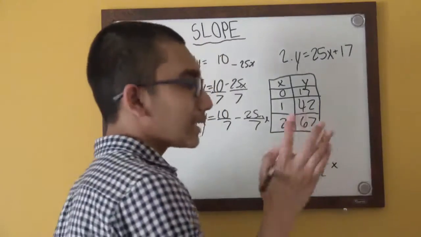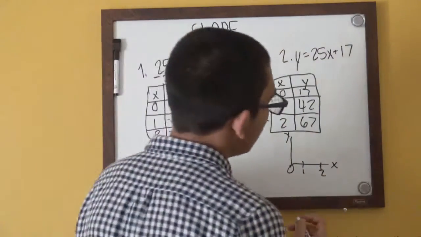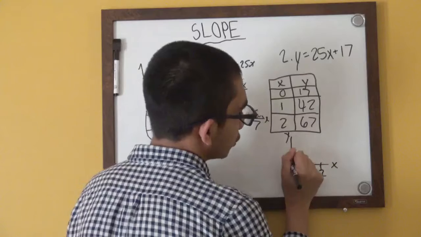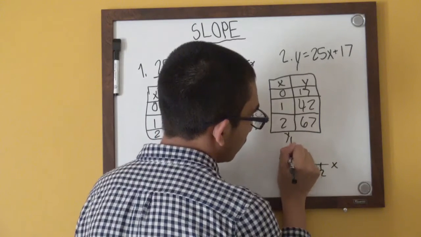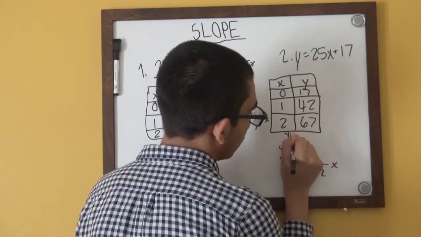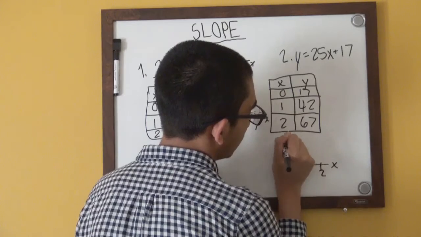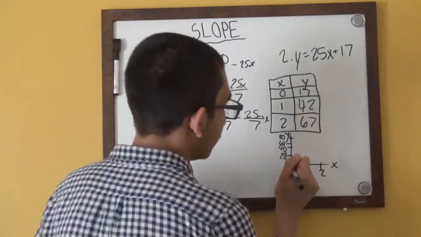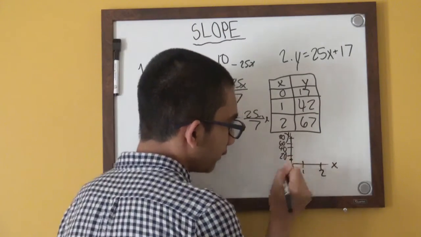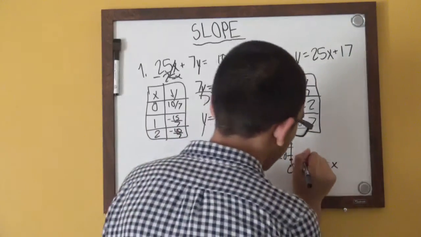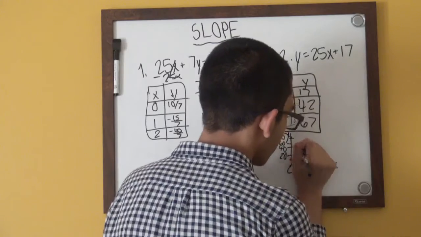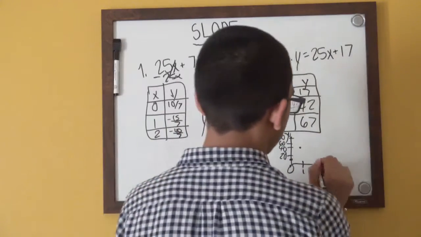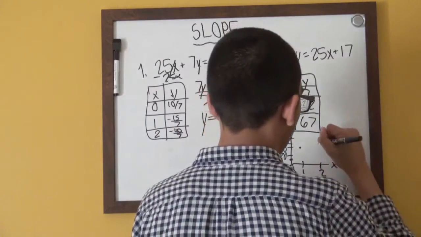So we can just estimate where they are. We can go by 20s. So 20, 40, 60, and 80. So for 0, we know it's 17, so it's right around there. For 1, we know it's 42, so it's right there. And for 2, it's 67, so it's right around there.